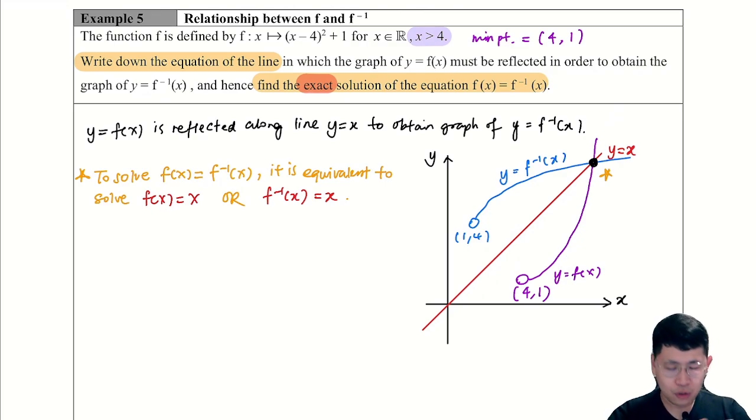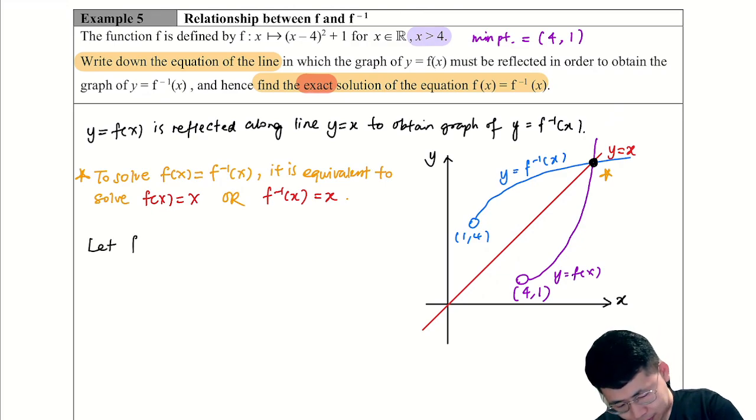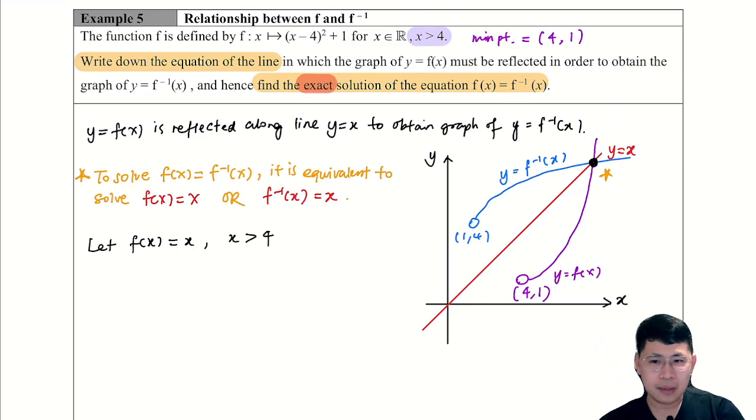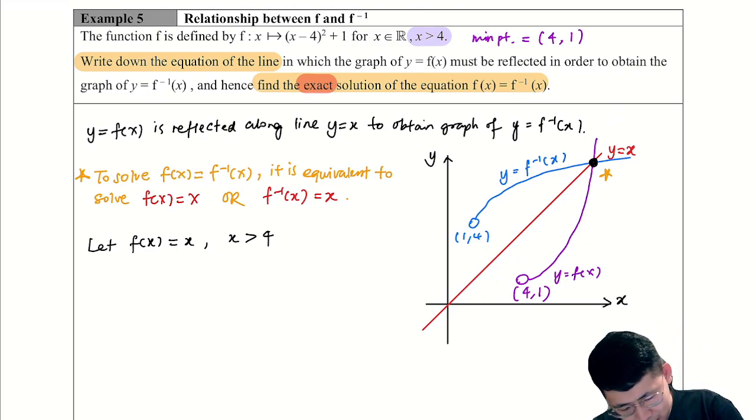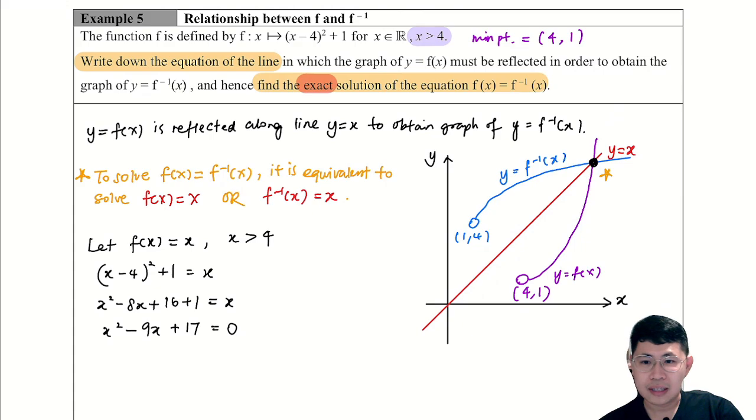All right, so let's try to solve this now. Let's try to find the exact solution for this. I'm going to let f(x) equals x, and we state that x is greater than 4 to be a bit clear, as we will need a condition to work through the next part. So we have f(x), which is (x minus 4) squared plus 1, equals x. Now expanding this, I have x squared minus 9x plus 17 equals 0.